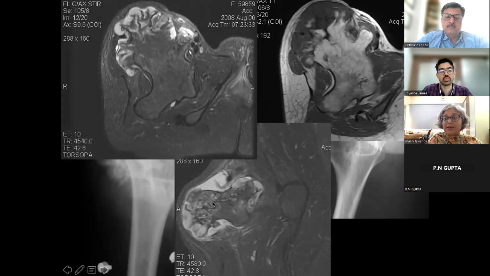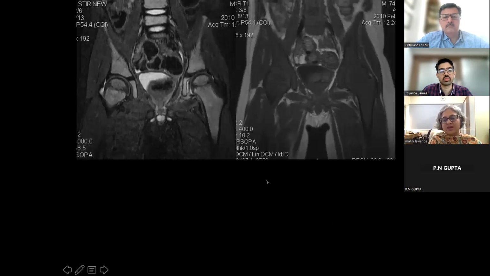But remember, in pediatric age group, in the growing skeleton, these can look very heterogeneous. So this bright signal is not to be worried about. It's only the cartilaginous thickness and smoothness, bone destruction.